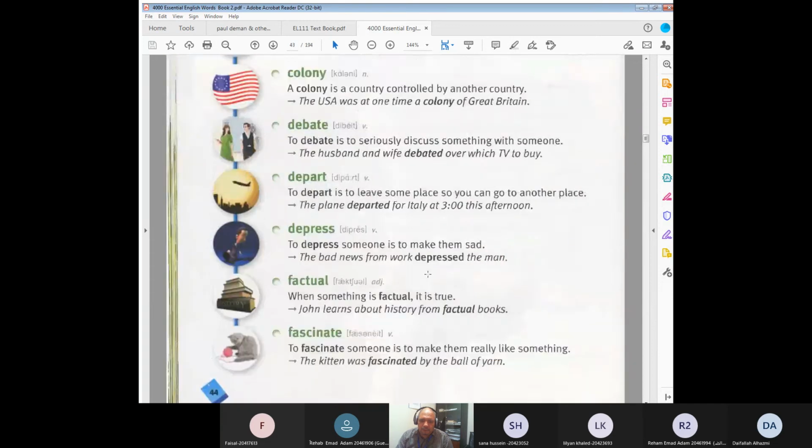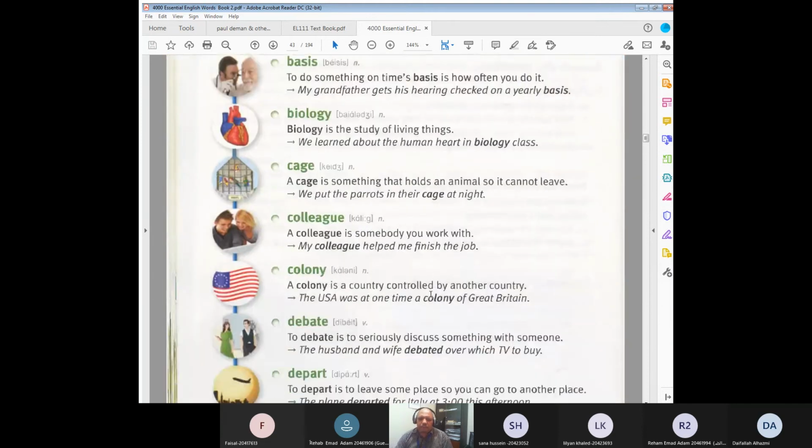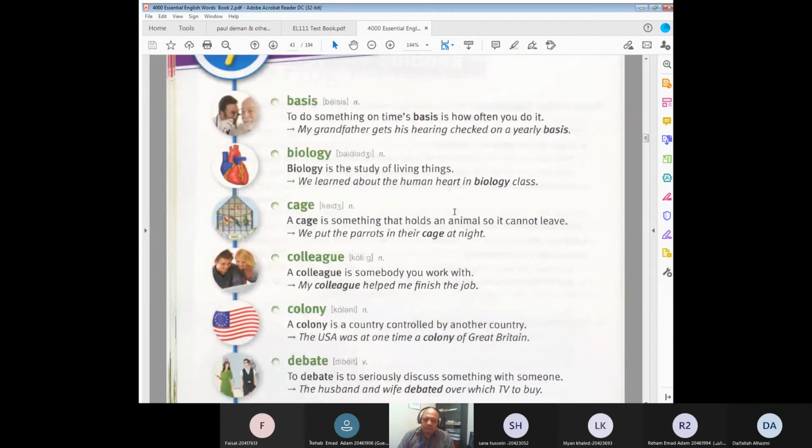Okay, so let's look at these words. Okay, so you have the word basis and you have an example. So basis, to do something on time, basis is how often you do it. You say I come to the university on a daily basis. Okay, I travel outside the country on a monthly basis. On a monthly basis means every month. So instead of saying every day, I can say on a daily basis.